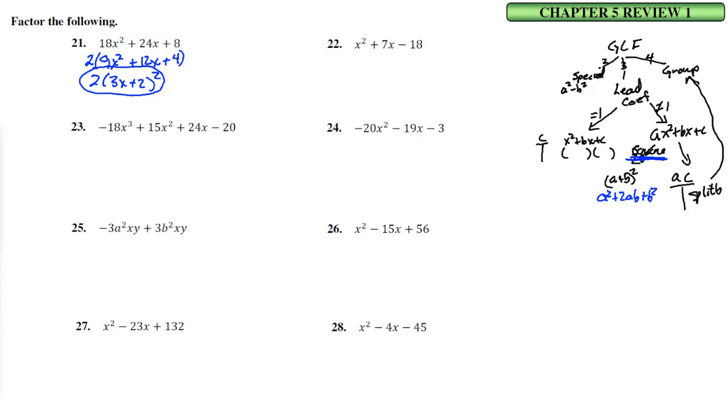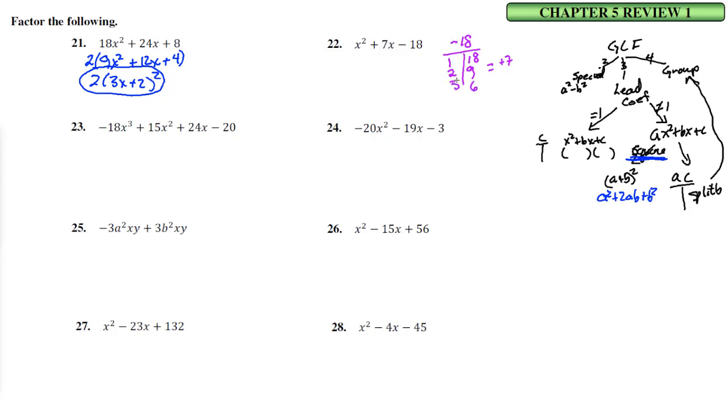All right, next one, number 22. X squared plus 7x minus 18. Is there a greatest common factor? No, there is not. So we look, and there are 3 terms, and the leading coefficient is equal to 1. So here we look at this number, negative 18, and we see what multiplies to 18 and adds to a positive 7. So we could have a 1 and an 18. Nope. 2 and a 9. Ooh, that's a possibility. Or a 3 and a 6.